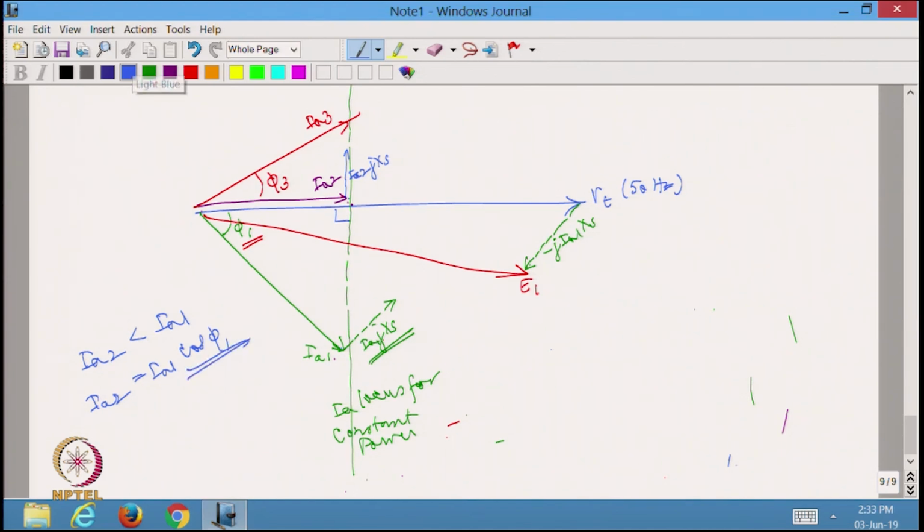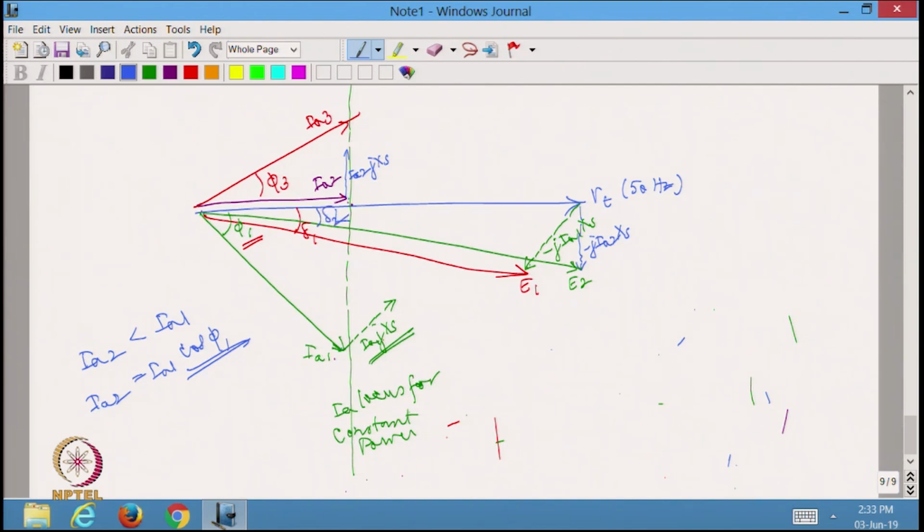Now, if I draw this IA2, I have to draw it like this. This is what it is. So, this will be minus JIA2 XS, right. Now, if I draw the resultant Vt minus JIA2 XS, I will have it like this, and this is E2, and E2 is definitely longer than E1, and I can also draw the angles. This is delta 1, whereas this is going to be delta 2, corresponding to the second condition.